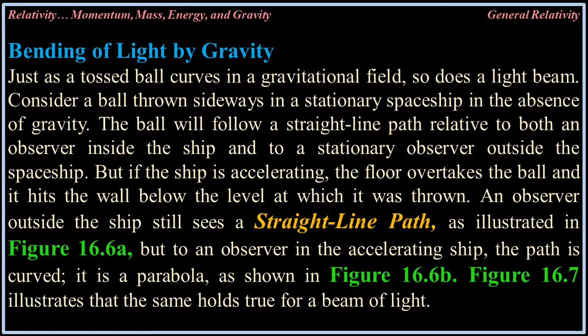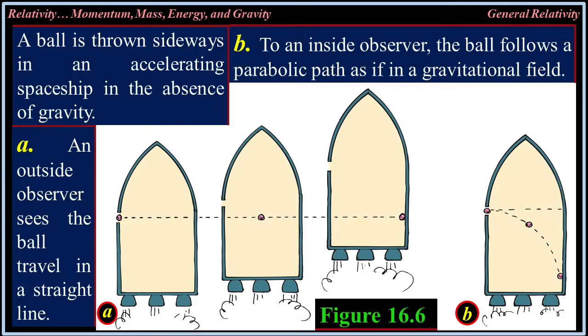Bending of light by gravity. Just as a tossed ball curves in a gravitational field, so does a light beam. Consider a ball thrown sideways in a stationary spaceship in the absence of gravity. The ball will follow a straight line path relative to both an observer inside the ship and to a stationary observer outside the spaceship. But if the ship is accelerating, the floor overtakes the ball and it hits the wall below the level at which it was thrown.